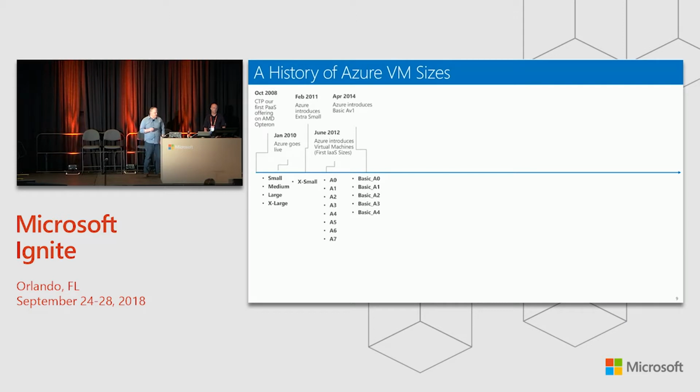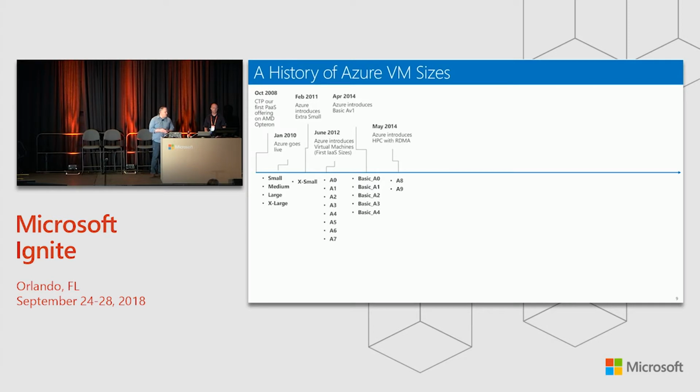We then, a few years later, added these things called basic VMs. Basic VMs are not heavily used today, but at the time, the Azure A series was a little more powerful than the competition, and so we introduced the basic at a slightly lower price point that had the same processing power as the A0, A1, A2, to have that kind of similarity across the different offerings in the cloud.